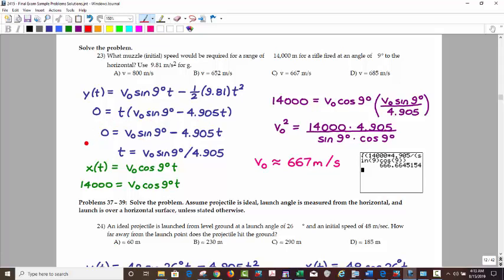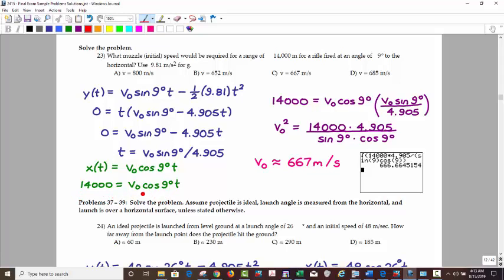Yes, we don't care about the initial time. So t will equal v0 sine of 9 degrees over 4.905. So if we take 14,000, we know that's how far it's going to go. That's the range.